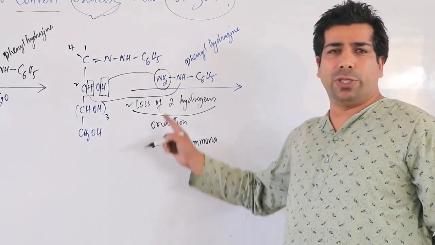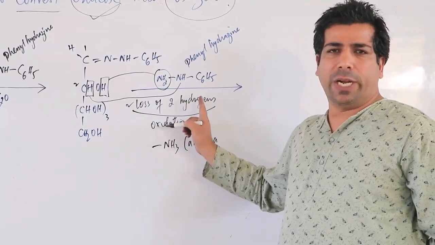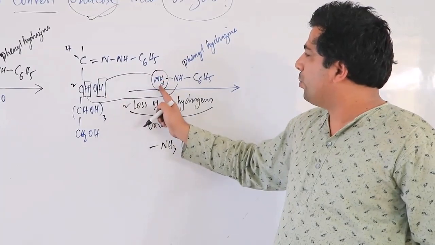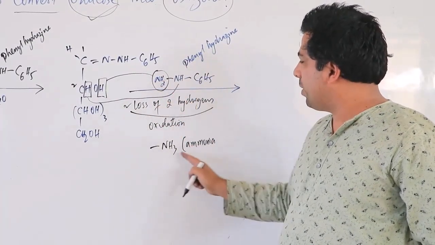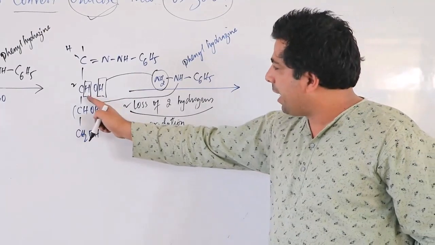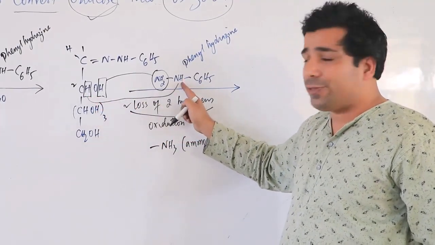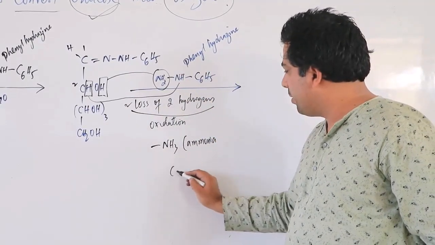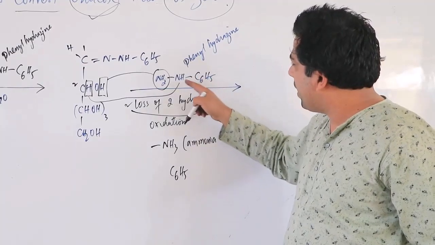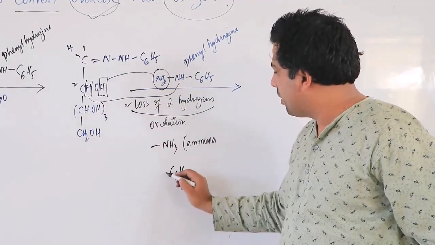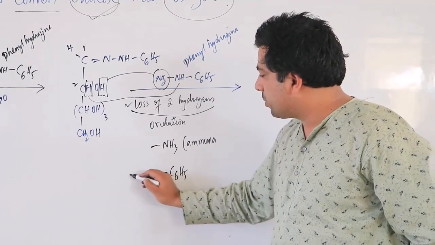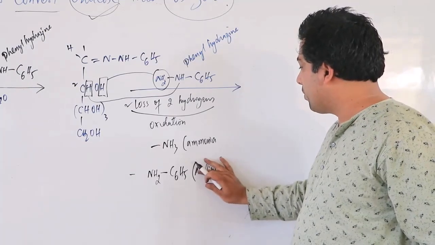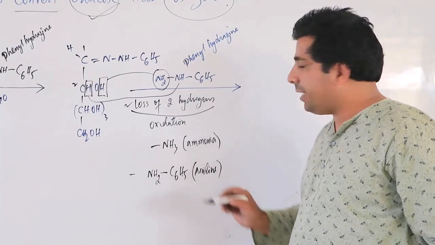So total how many hydrogens are lost? 2 hydrogens. Loss of 2 hydrogens basically means oxidation. So one hydrogen interacts with NH2 of phenylhydrazine and NH2 is converted into NH3, called ammonia. Another hydrogen will interact with NH, and NH will change into NH2, but it will still be linked with C6H5. So you will be getting C6H5 NH2, and this is your aniline. So 2 molecules are lost here: one is ammonia and one is aniline.